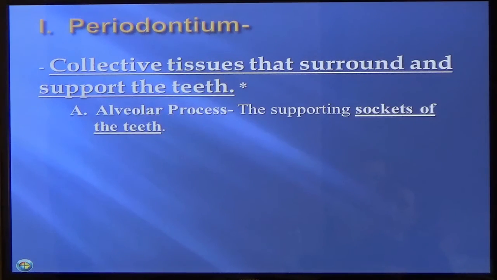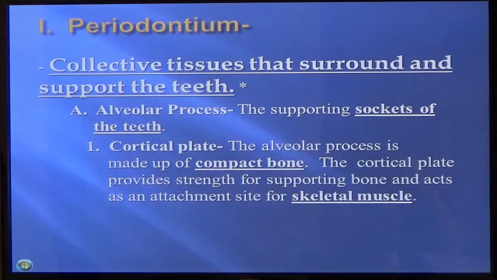Okay. In the periodontium, you have the alveolar process. Alveo means bone. Alveolar is bone process. So the supporting sockets of the teeth, where the teeth are actually in. That's part of the periodontium.